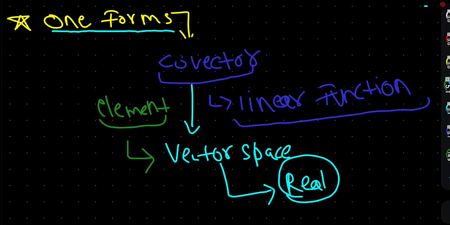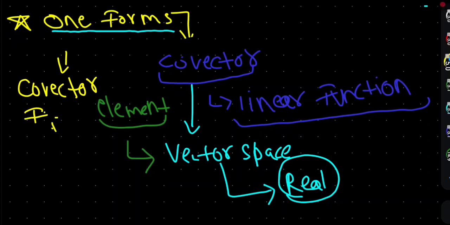But more specifically, if you want to know what a one form is, you can think that a one form is a covector field. In most books you will see it written as covector, but the more appropriate answer is covector field. Just like for vectors you have vector fields, for covectors you have covector fields, and that is the one form. So this is the basic idea behind the one form, covectors and linear functionals.